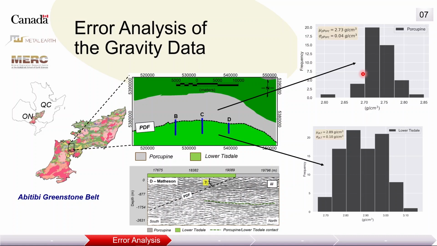So on the right, we have the petrophysics, the density compilation for the Porcupine assemblage and for the Lower Tisdale. And we also have the seismic section here, which was important because we can interpret this reflector as the bottom of the Porcupine assemblage, which is one constraint that we are also introducing in this modeling.